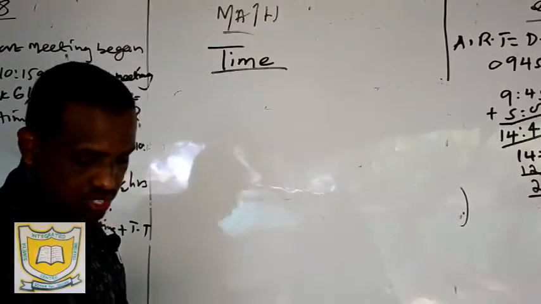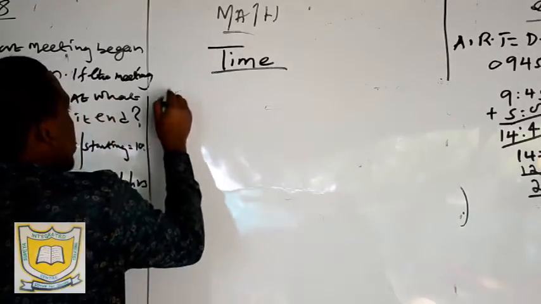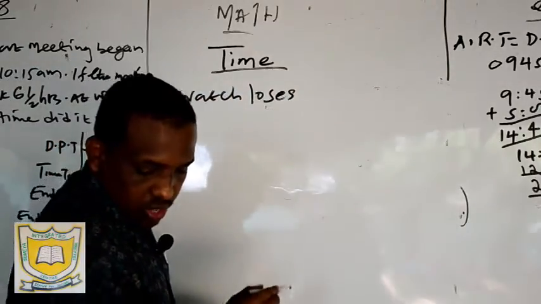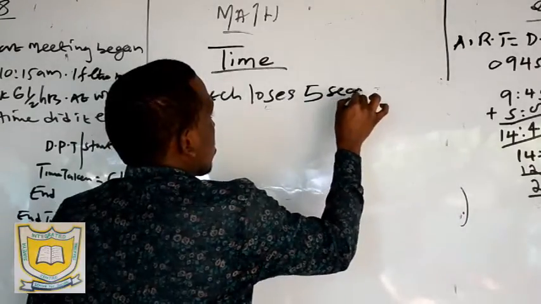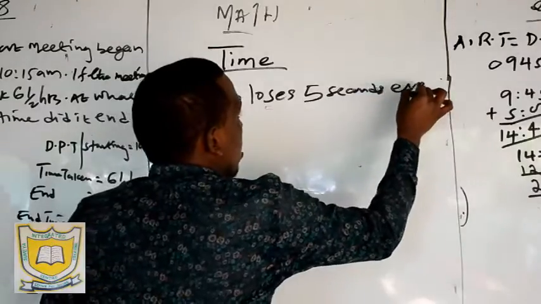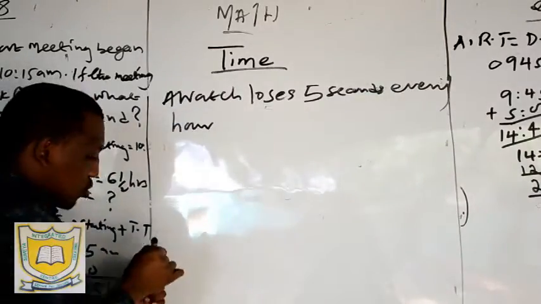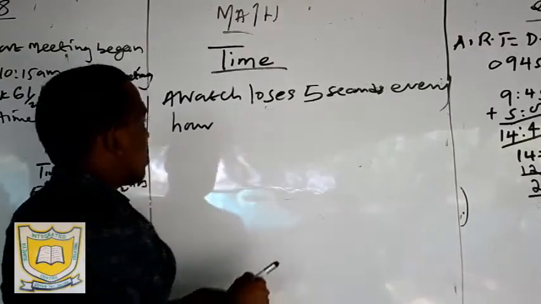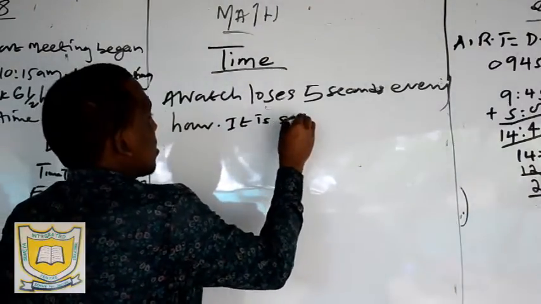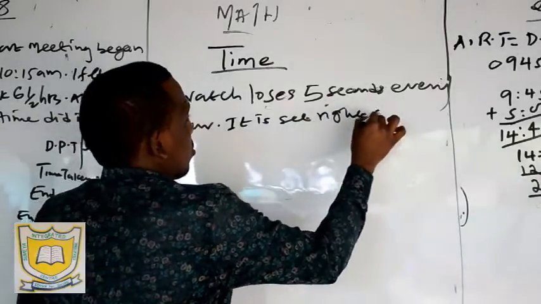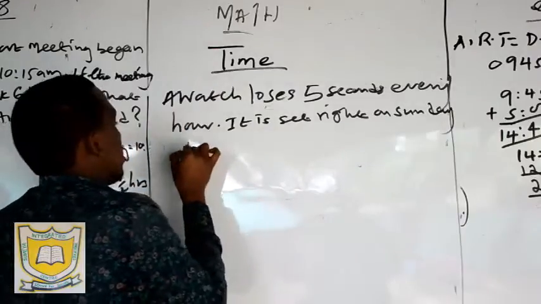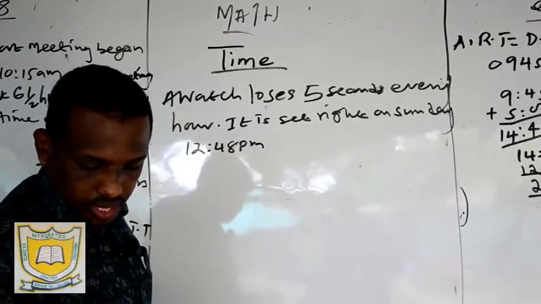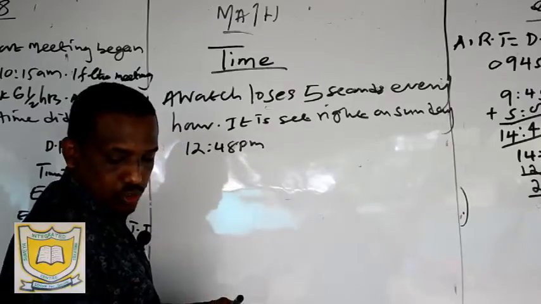Here you are told a watch loses 5 seconds every hour. It is set right on Sunday, 12:48 p.m. What time will it show the following Sunday?